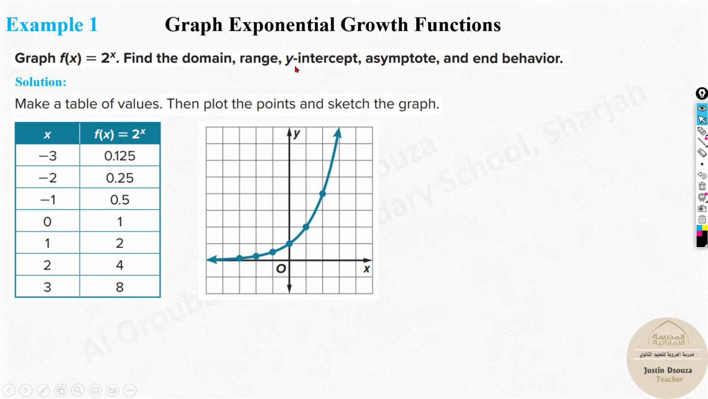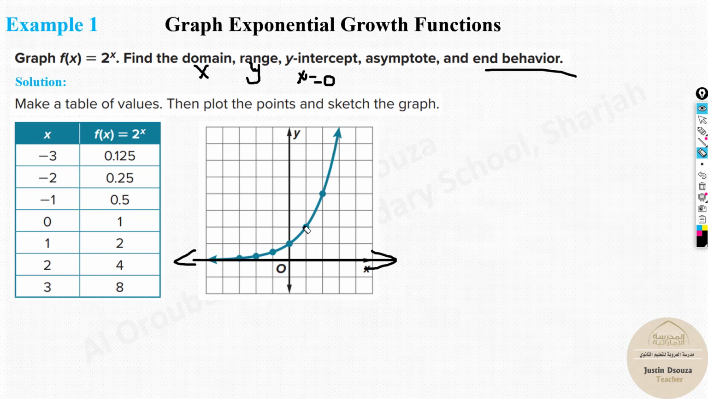Now, what is domain, range, y-intercept, asymptote, and end behavior? By now you must know these topics because we have done it many times before. Let's quickly recall. Domain means x values, all the possible x values, whereas range is all the possible y values. Y-intercept means x is equal to 0, that is the value of y when x is 0. Asymptote is the new thing, that is where the graph approaches towards a line, and end behavior is what is happening to the ends of the graph. Now let's see all of this.